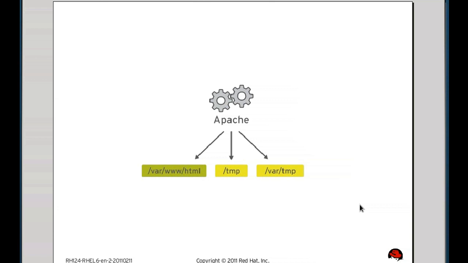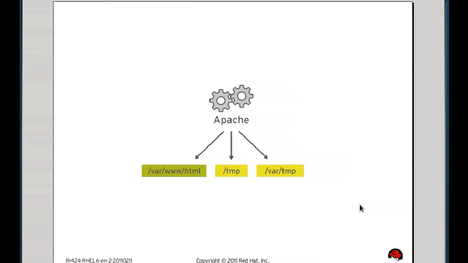Mandatory access controls come in a number of different formats. There are role-based access controls, multi-level security, and type enforcement, for example. SELinux could implement any of these. Red Hat Enterprise Linux implements SELinux with a policy that we call targeted, that uses type enforcement.